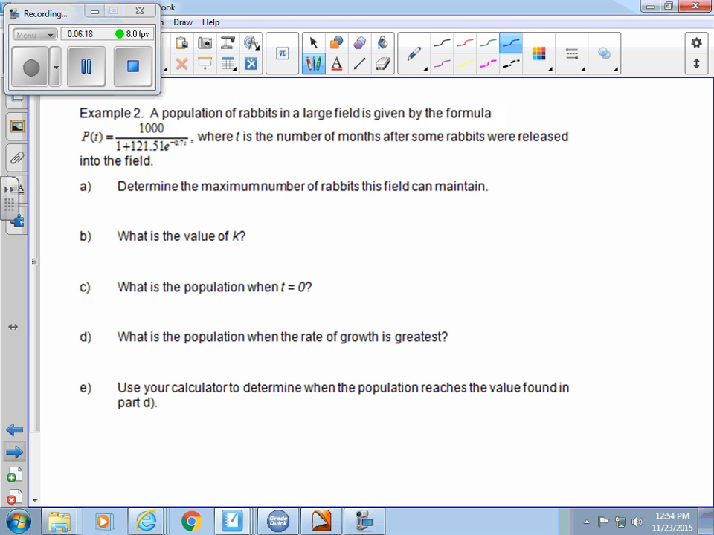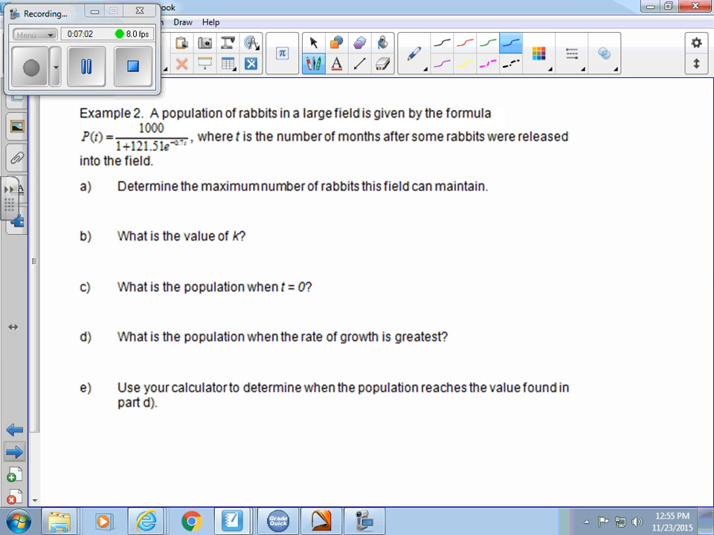Now, you have a couple of options here. You tell me what are my options. e to the negative 0.7t is what that says. It is hard to read. The e is raised to the negative 0.7t. Okay, determine the maximum number of rabbits this field can maintain. You tell me what are my options.